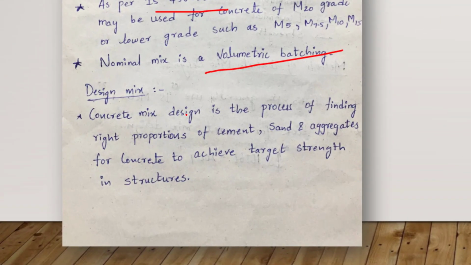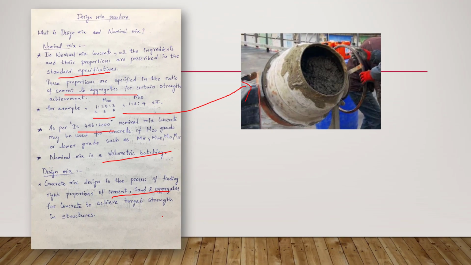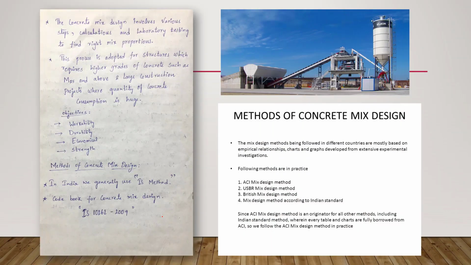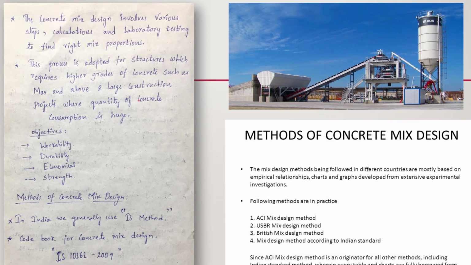And coming to design mix, concrete mix design is the process of finding the right proportions of cement, sand and aggregates for concrete to achieve target strength in structures. Here cement, sand and aggregates are selected so as to achieve certain strengths. That is the basic difference. Here it involves various steps and calculations and also laboratory testing.